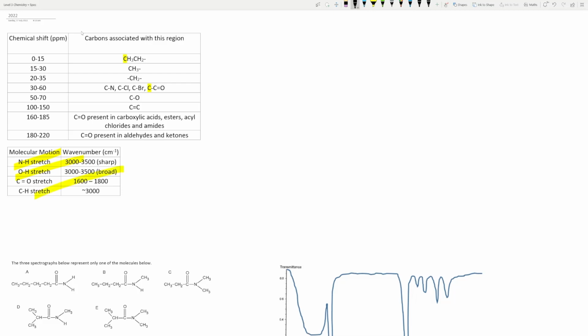I do know that some schools go into the fingerprint region, which is 1500 wave number or lower, which I personally don't really like. When you meet someone, you don't look at their fingerprint to figure out who they are; you look at their face and hear their voice. So I don't think it's a good idea to look into the fingerprint region. As our school, we don't do it, but if your school requires you to talk about the fingerprint region, obviously go with what your teacher said.